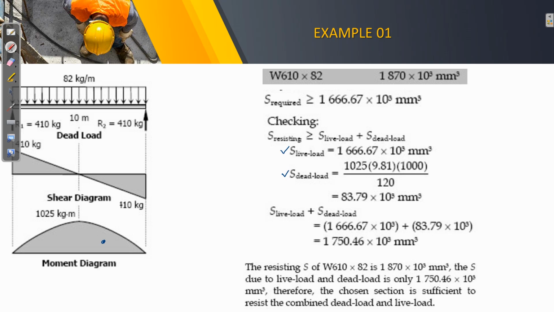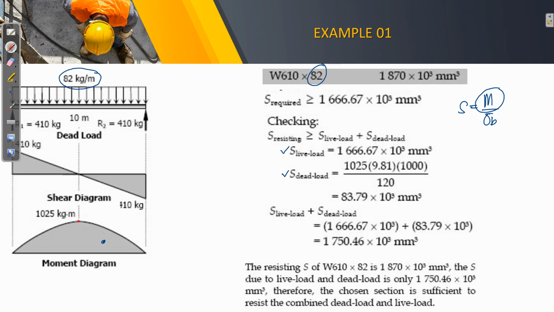So S of dead load, just the same, will be computed according to your formula. Okay. So of course, what is the moment caused by your dead load or the self weight? So in the table, we can see that this is 82 kilogram per meter. And here it is loaded in your beam. Okay.